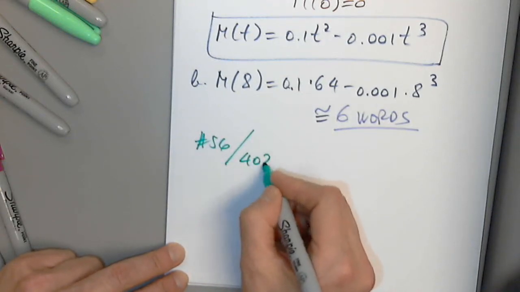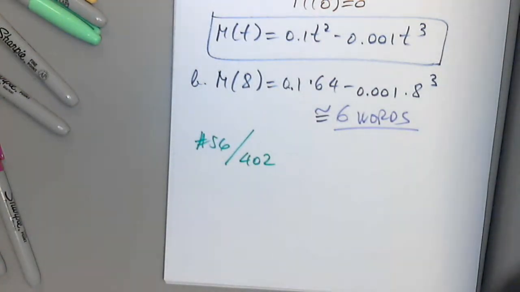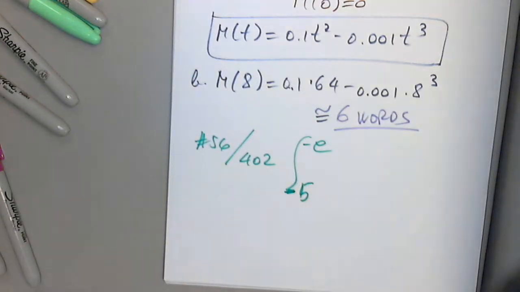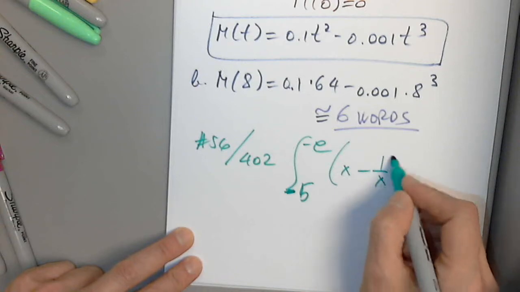56 on page 402. And we have the integral from 1 to e. No, of course I copied something else. I copied 55, I'm sorry. From -5 to -e, of x minus 1 over x dx.